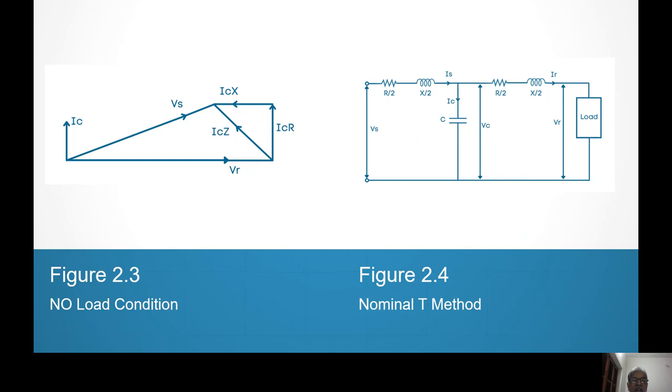At the end, you can see VR is the reference voltage, ICR. When does this happen? When there is no load. So IR is zero, so IS is IC. So you can see that at this point, VR is more than VS. That is, the receiving end voltage is more. That is known as the Ferranti effect.